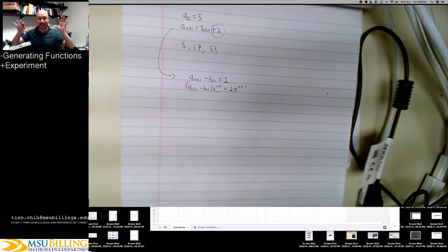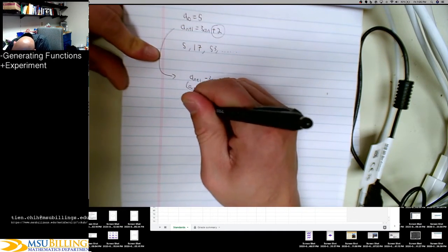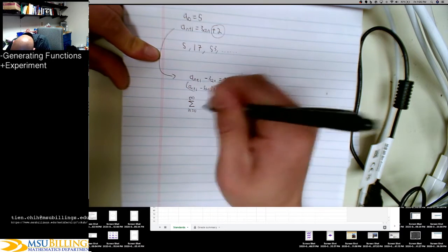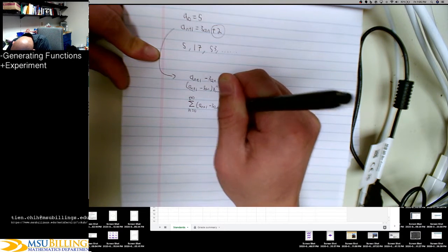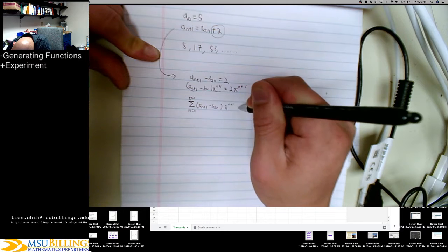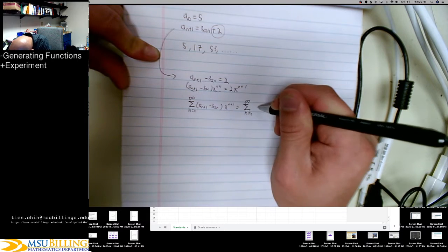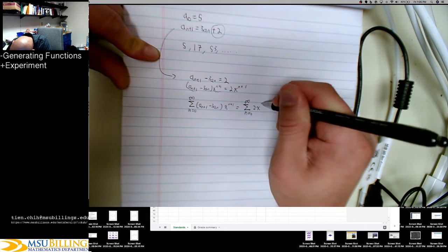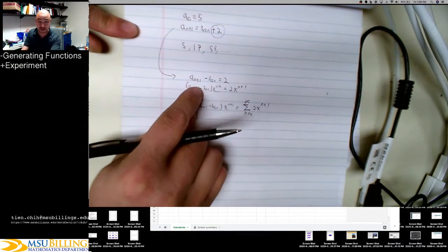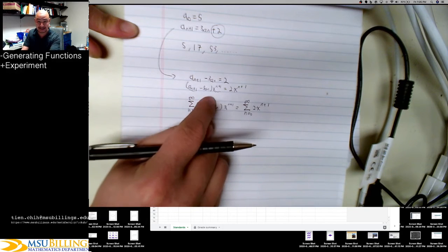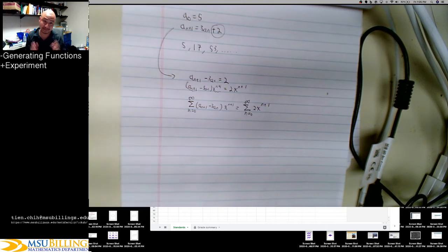What I want to do next then is take infinite summations of things that look the same on both sides. So if I take n from 0 to infinity of a n plus 1 minus 3a n times x to the n plus 1, that's the same as a sum from 0 to infinity of 2x to the n plus 1, right? All the terms are the same. We said so ourselves, right? The coefficients are always the same. That means these monomials are the same. And that means the sum of those monomials, even if they go up to infinity, have to be the same.